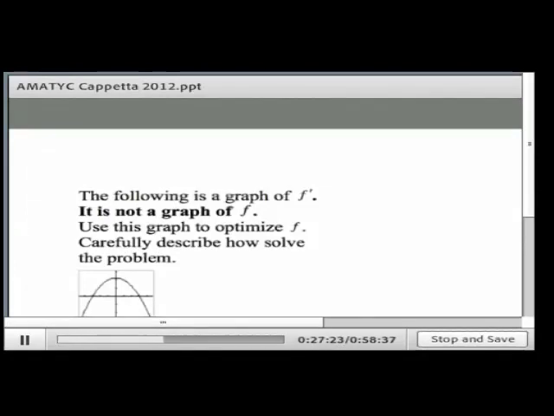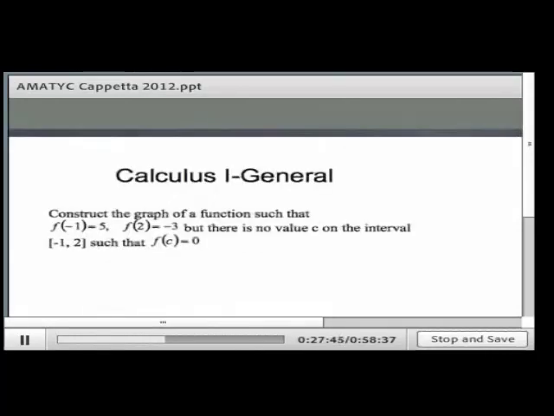So we want to use this graph to optimize F. I like this problem, again talking about the first derivative test, using it in a different context than they're used to seeing. So yes, they might be able to state the first derivative test carefully. And even if they do believe that this is the derivative of F, can they use that to optimize the function F? I think that's a really nice question. I've had a lot of success with this one. Students enjoy it.